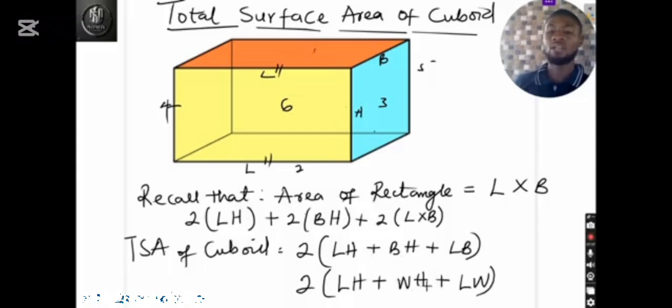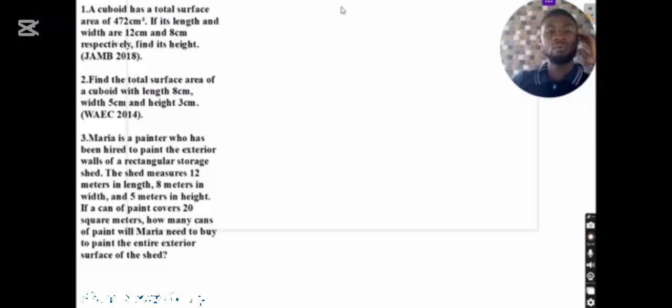So you might have seen some other formula that is saying LH, so we still mean the same thing. No matter how it is written, you will get your correct answer. Let's take some example to calculate total surface area of a keyboard. So let's solve this example.